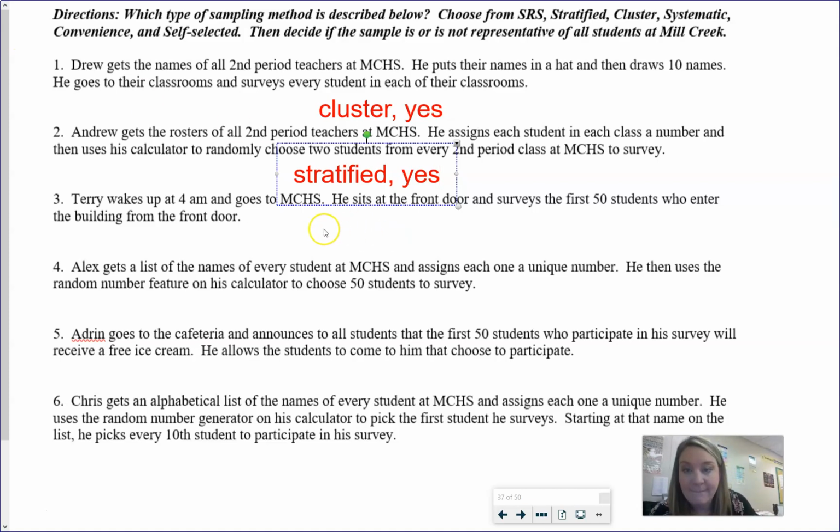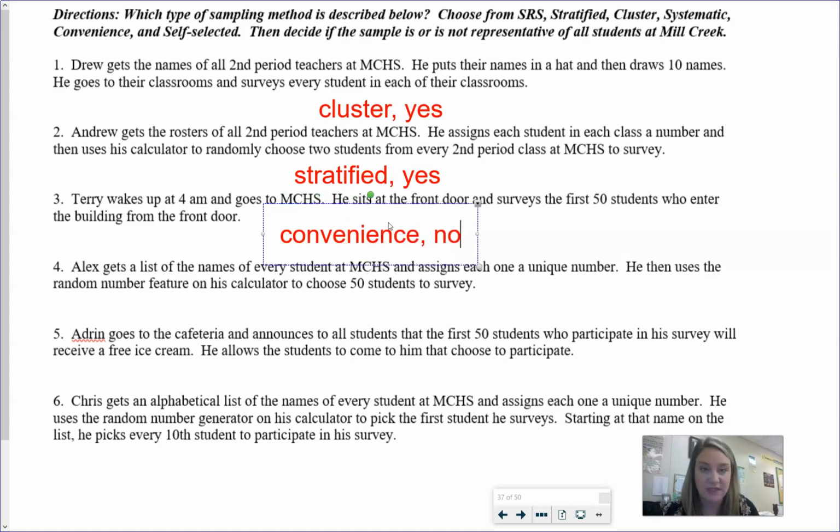All right. We have Terry. Terry wakes up at 4 a.m. and goes to school. He sits at the front door and surveys the first 50 students who enter the building from the front door. Okay? Well, he's just asking people who are close to him. This is definitely convenience. Okay?